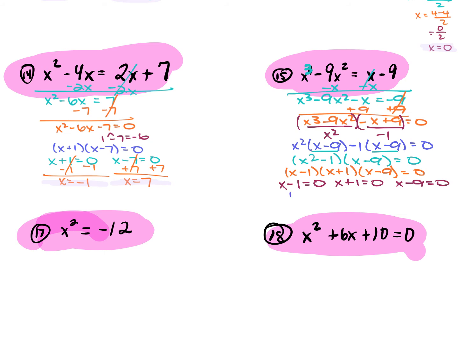For the x minus 1, add the 1 to both sides. You get x is positive 1. For the x plus 1, subtract the 1 from each side. You have x is negative 1. And then for the x minus 9, add the 9 to both sides, and you get that x is also positive 9. So plus or minus 1 and 9 for your answers.